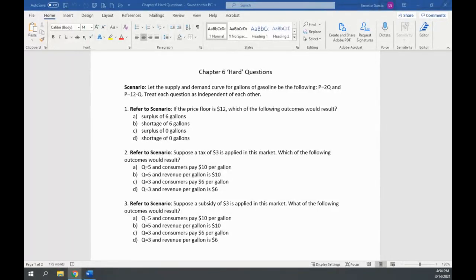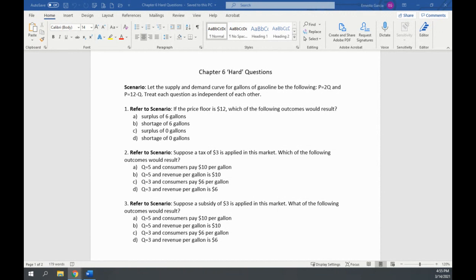Okay, we will solve number 1 from chapter 6 hard questions. Number 1 tells us to refer to the scenario. The scenario reads: let the supply and demand curve for gallons of gasoline be the following. P equals 2Q and P equals 12 minus Q. Treat each question as independent of each other.